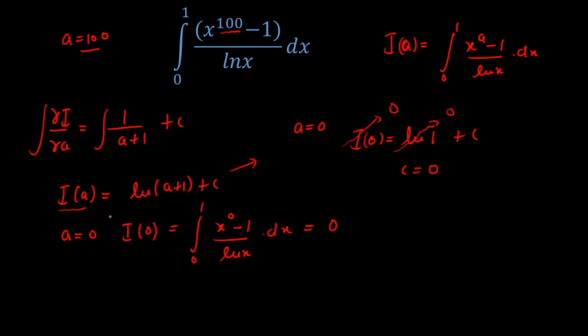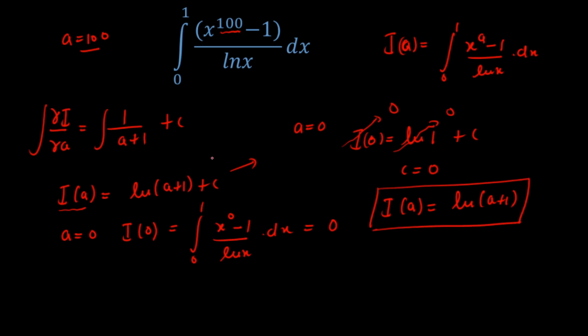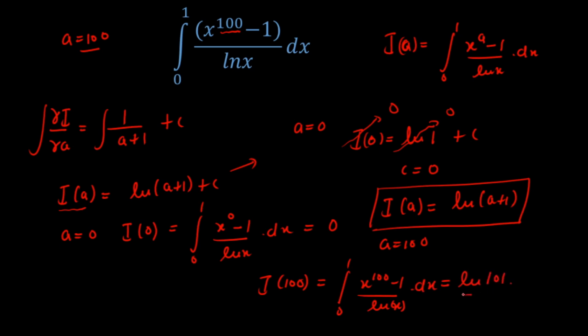Now once I get the value of c, I got I of a. So I of a is equal to ln of (a+1). Now in general I got this integral for any index a. Our index was a equal to 100. So I of 100 is equal to the integration from 0 to 1 of (x^100 - 1) upon ln of x, and I have generalized this. This is equal to ln of (a+1), that is ln of (100+1), that is equal to ln of 101. So that is our final answer, and that will be all, and thank you.